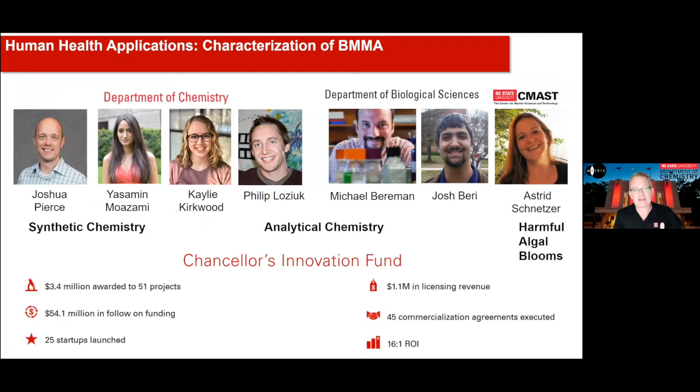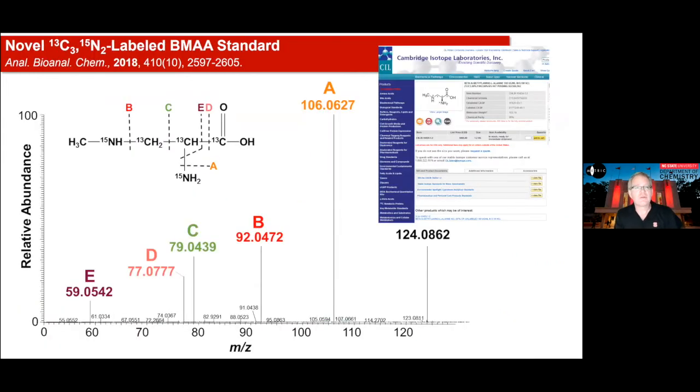And so we wanted to set out to begin with to make a specific internal standard. And so we worked out the chemistry in Josh's lab with him to actually make a stable isotope labeled version of BMAA. And so this just shows you the molecule that we made. When we do tandem mass spectrometry on it, we know that all the labels are where they're supposed to be.